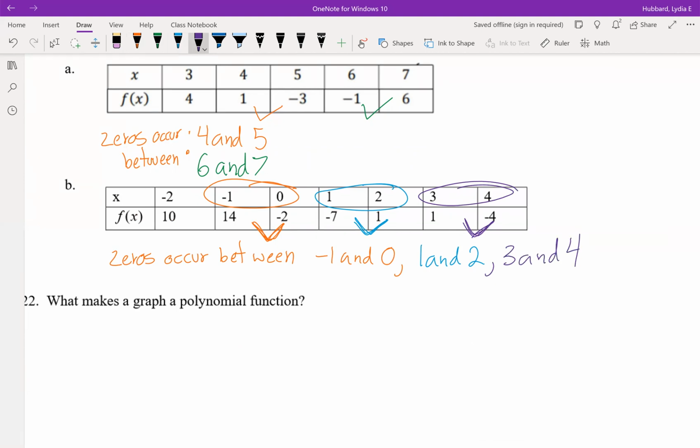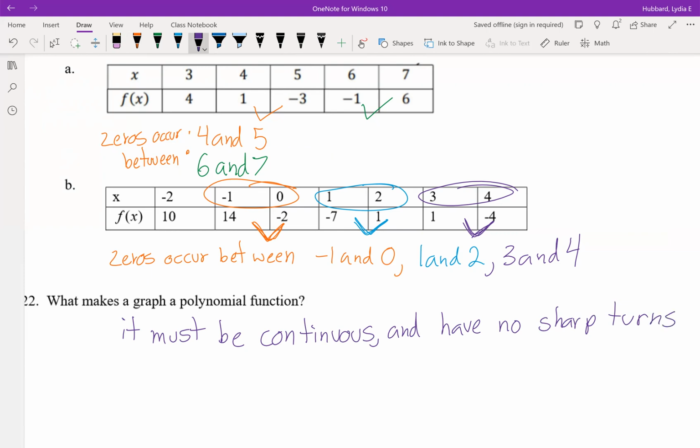And that's all I'm looking for on those questions. And finally, what makes a graph a polynomial function? It must be continuous. It's one big part of the definition. And have no sharp turns. So it has to be continuous and smooth, no sharp turns there.